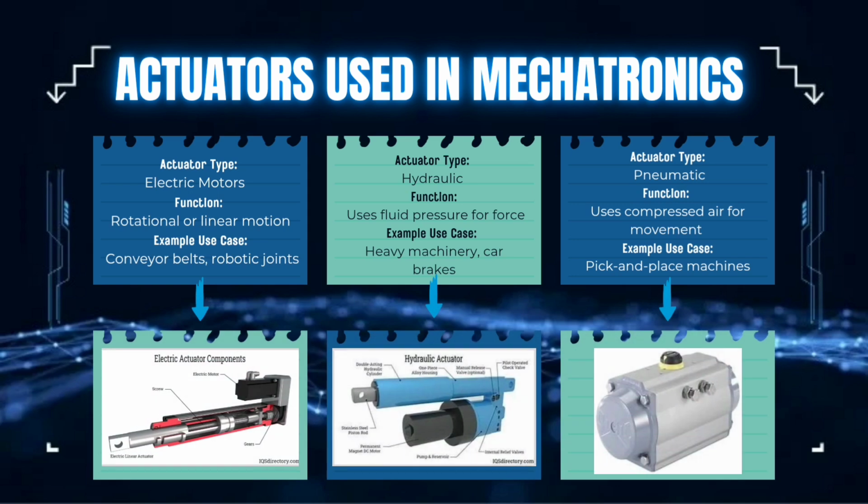And we have types of actuators used in mechatronics. First, we have electric motors. It produces rotational or linear motion. Example, conveyor belts and robotic joints. Second, hydraulic actuator. It uses fluid pressure for force. Example, heavy machinery and car brakes. And we have pneumatic actuator. It uses compressed air for movement. Example, pick and place machines.